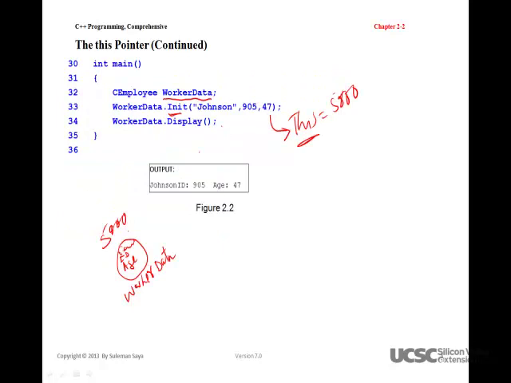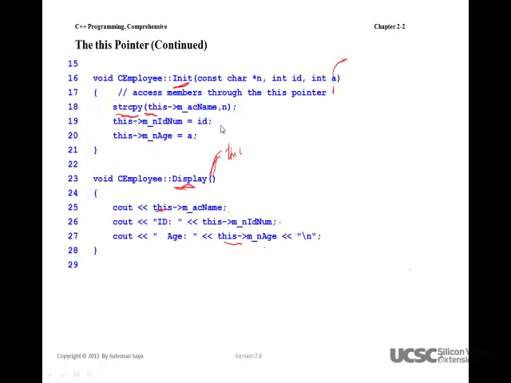Assign or copy that Johnson, which is coming from this name right here. Copy that to the array. So the string copy's job is to copy that name Johnson to that array. Okay, so that's how it knows.